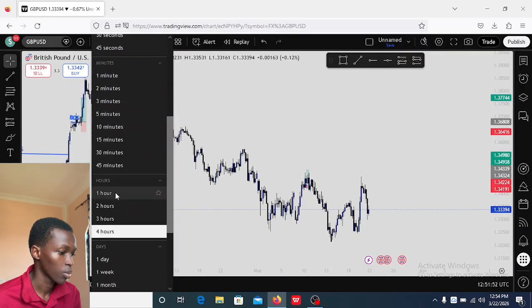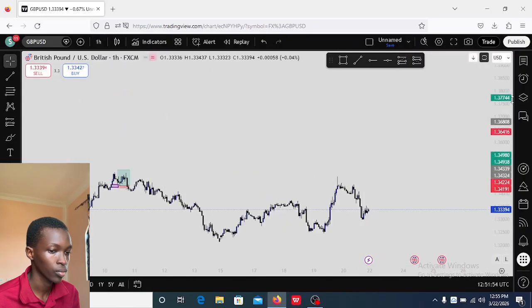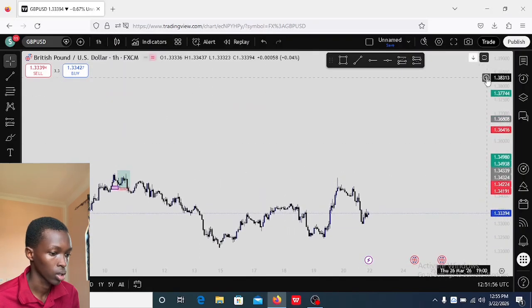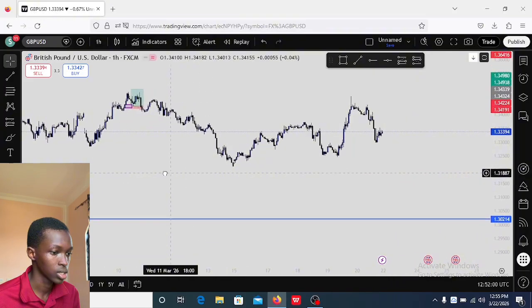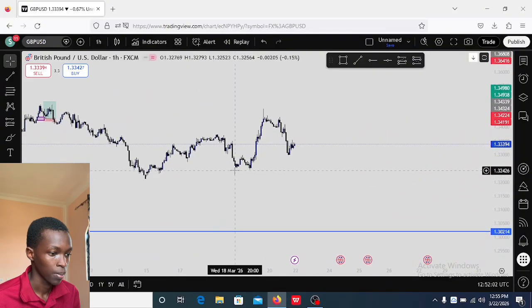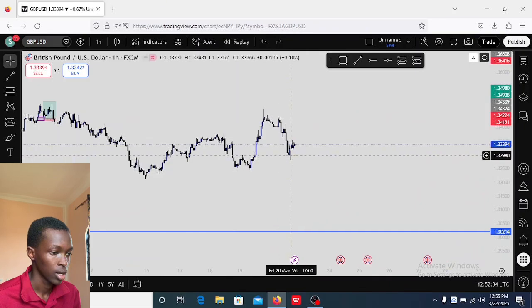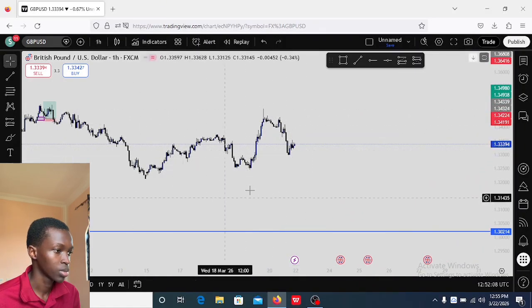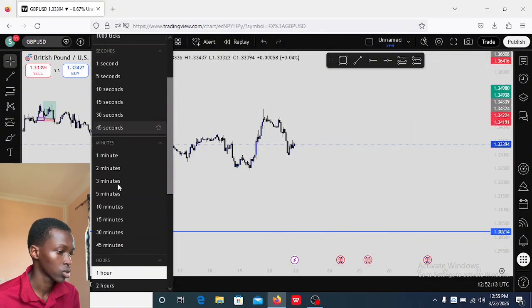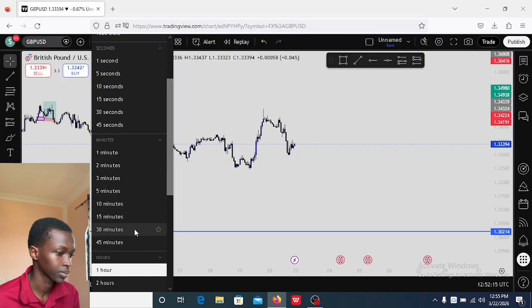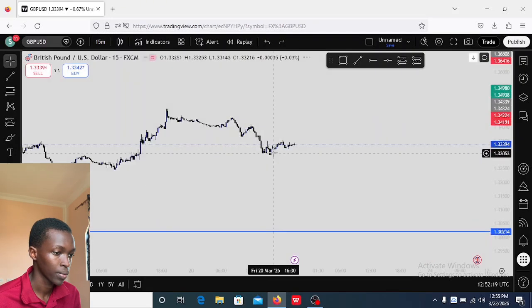Now I move to 1 hour. On the 1 hour it's kind of consolidating, but partially an uptrend. So this means that on the 15 minutes time frame it will be an uptrend. So let's scale down to the 15 minutes time frame.